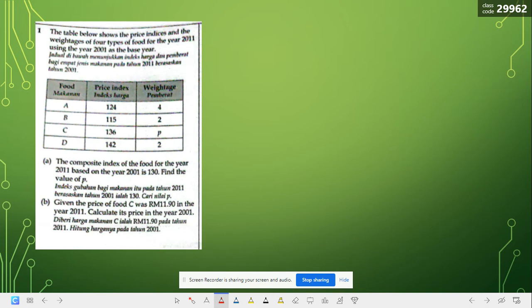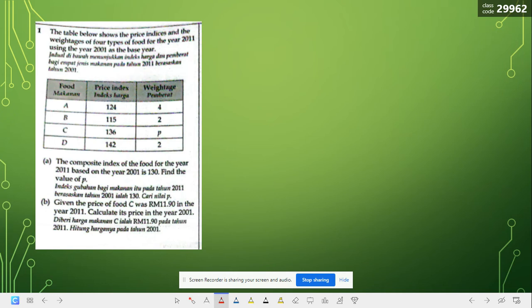Okay, so let's see this one. Right, so this one you need to find the weight. The composite index is already given. Here it says the table shows the price index and the weight of four types of food for year 2011 using 2001 as the base year. So food A, B, C, and D. This is the price index for each type of food, and the weight is already given, except for C. They didn't give the weight.